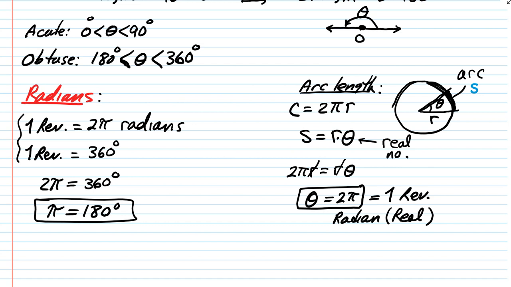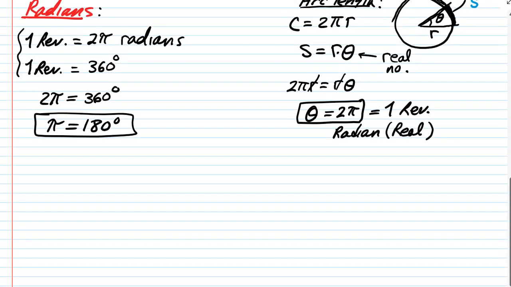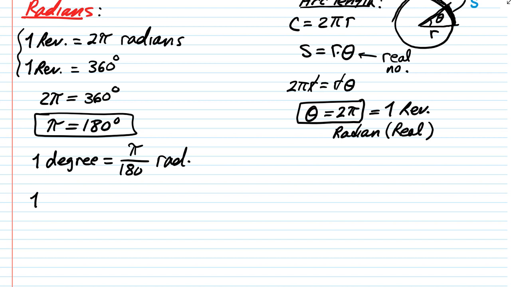Now, if we divide both sides here by 180, then I can say that 1 degree is equal to pi over 180 radians. Okay, and I can likewise say that 1 radian is equal to 180 divided by pi. The reciprocal of that will convert it into degrees now.